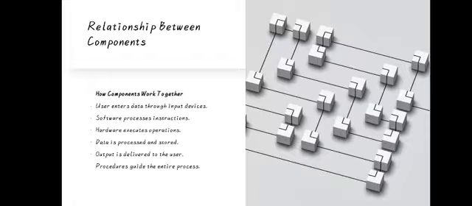Data is processed and stored. What is data? Data is a collection of raw facts, such as images, audio, video, and numbers.